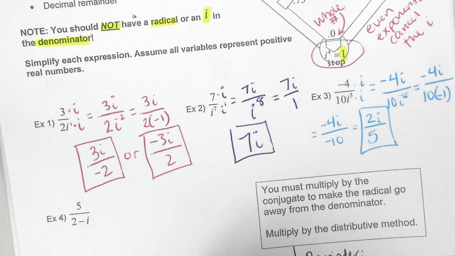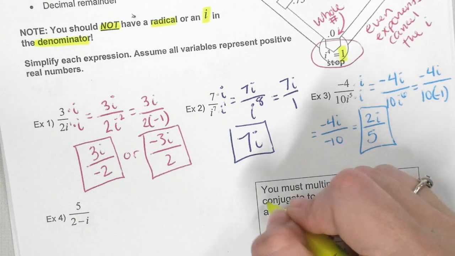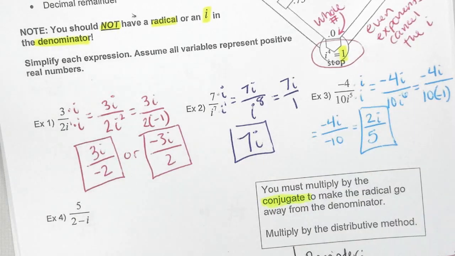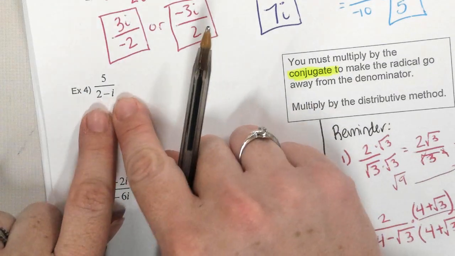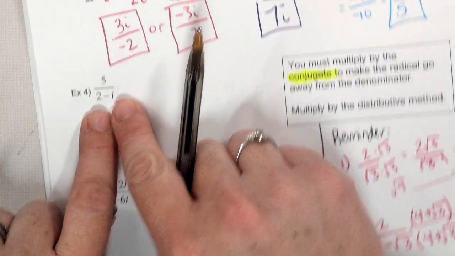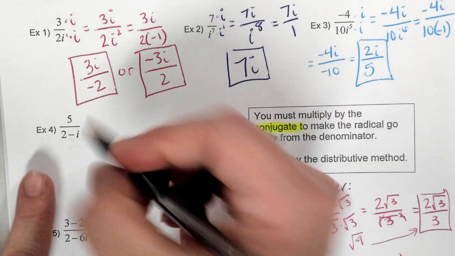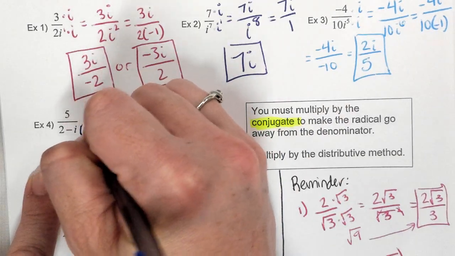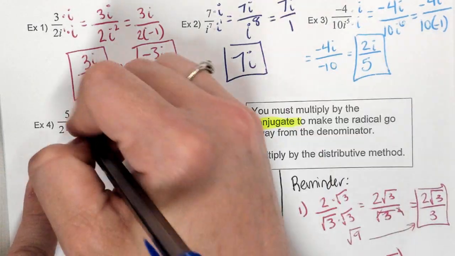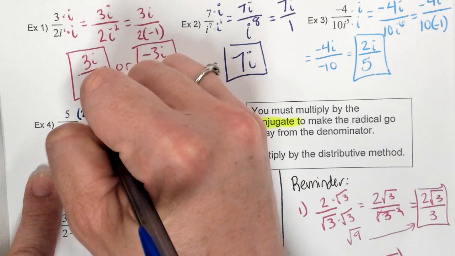Okay, so that's what you do when you have a monomial in the denominator. Yes, one term with no plus or minus. So back to when we have plus or minus, kind of like the reminder at the bottom, we have to do the conjugate. So if you look at example 4, what's the conjugate of my denominator? 2 plus i. So I'm going to multiply the bottom by 2 plus i, and what I do to the bottom I have to do to the top because that's what keeps it equal.